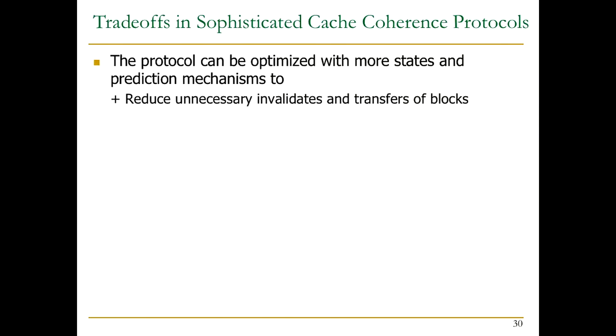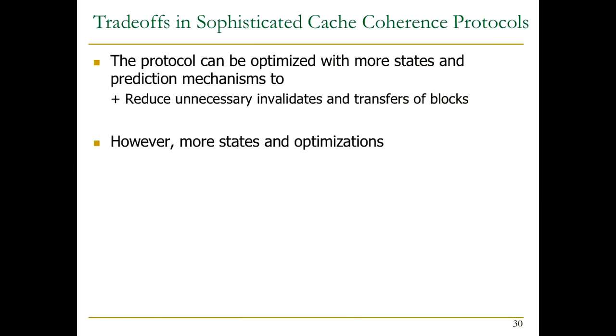Okay, any questions? Now, we could keep doing this, adding more states and making the coherence protocol more and more complicated. But basically, you can have more sophisticated cache coherence protocols. You can optimize it with more states and prediction mechanisms to reduce all of these unnecessary invalidates, unnecessary transfers of blocks, unnecessary write-backs to memory. That's the upside of making your coherence protocol more complicated, right? You minimize traffic, and you hopefully get better performance as a result of that, and better energy consumption.